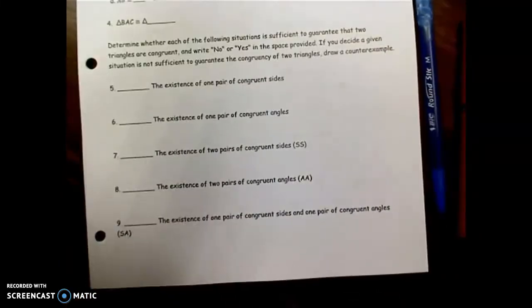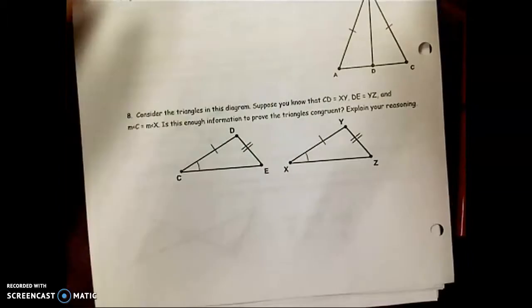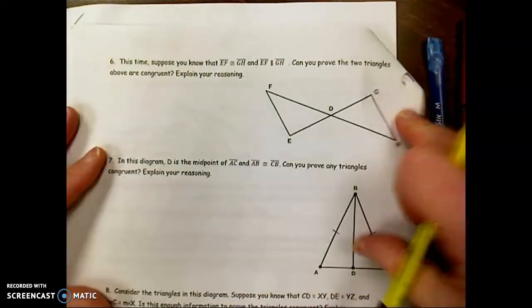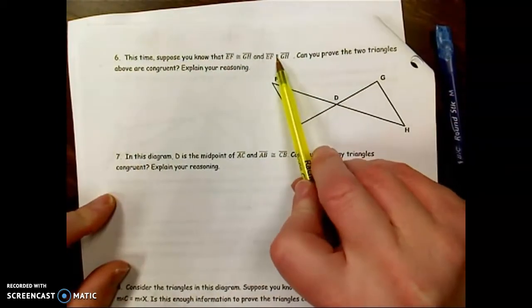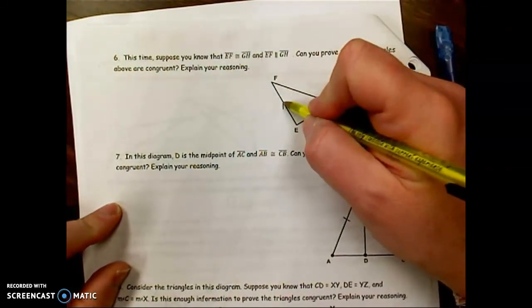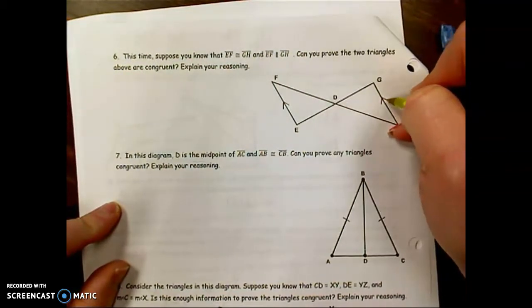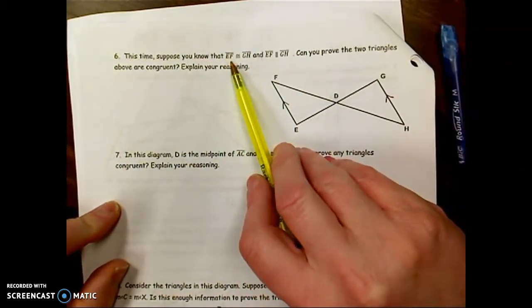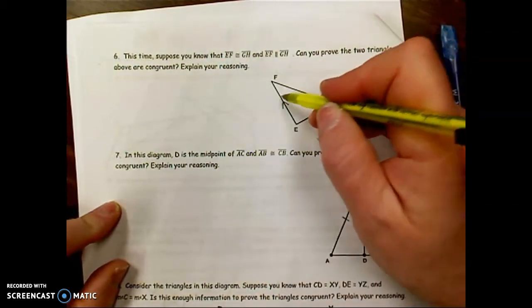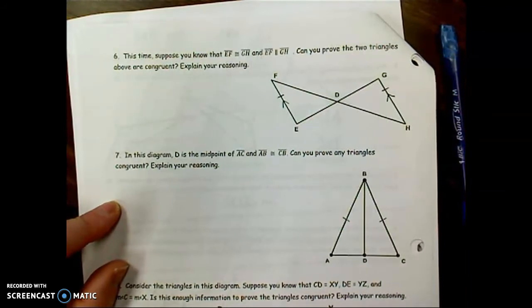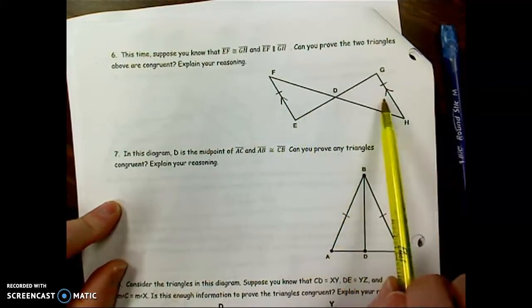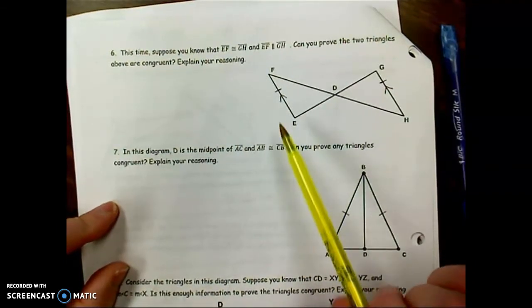All right, so let's look at number 6 in our notes. If you'll notice, we have the same exact drawing. Again, we're given different information. This time we still know that we have the parallel lines, EF and GH. But this time we are told that they are also congruent to each other. So this time I can put a tick mark on each one. So it says, can we prove the triangles are congruent again? So remember, if these lines are parallel, I have the same alternate interior angles that we just looked at.